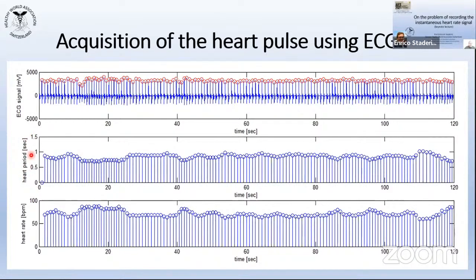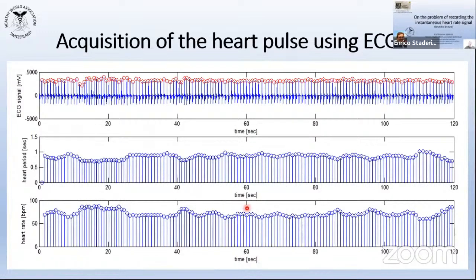And now, in the second tracing, we put the heart period in seconds during time. Of course, we have 1 point of the heart period signal for each peak in the ECG, and the value of each point of the heart period is nothing else than the distance in time between two consecutive peaks in the ECG signal. Of course, we can also consider the instantaneous heart rate as 60 divided by the heart period, and so we will have the heart rate in beats per minute, and you can see that it's changing in time.